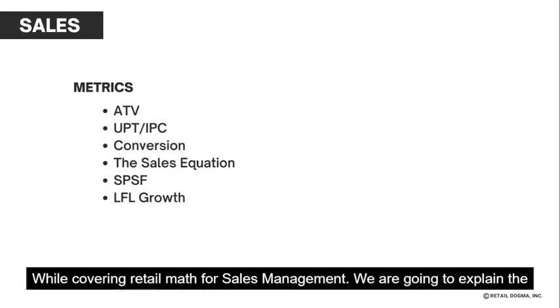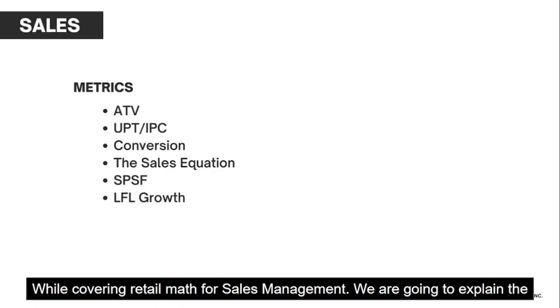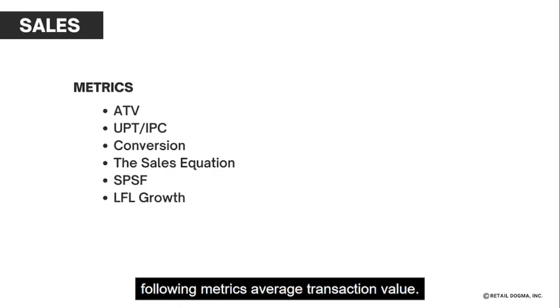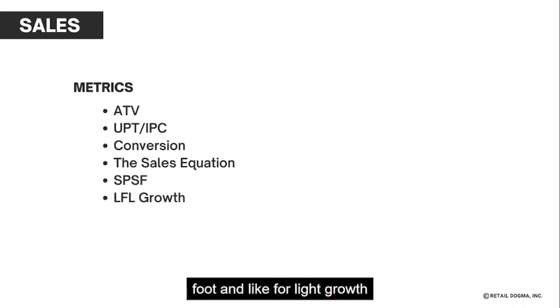While covering retail math for sales management, we are going to explain the following metrics: average transaction value, units per transaction, also known as items per customer, conversion, the sales equation, sales per square foot, and like-for-like growth.